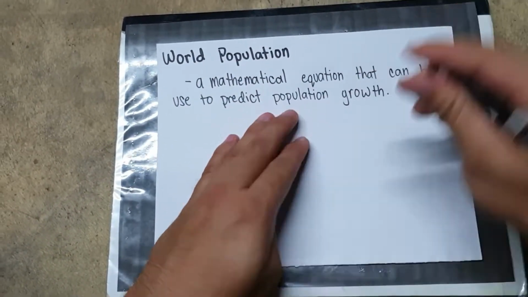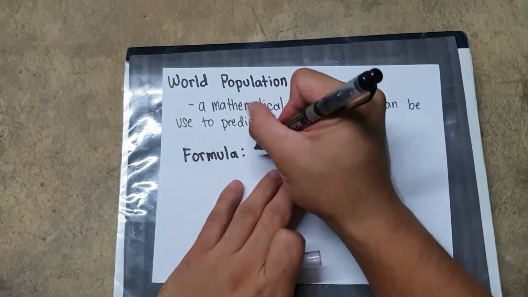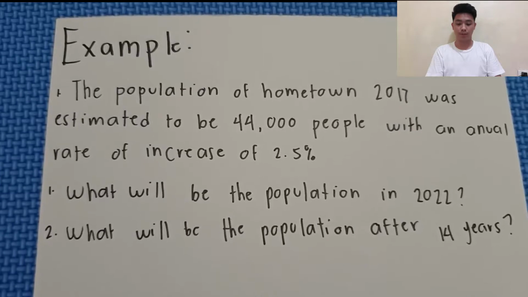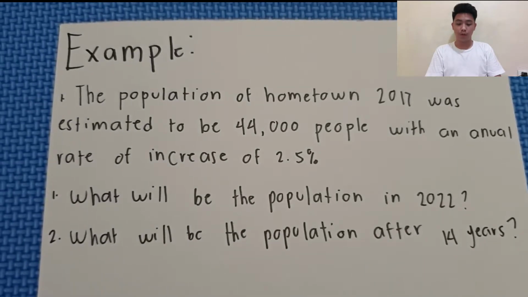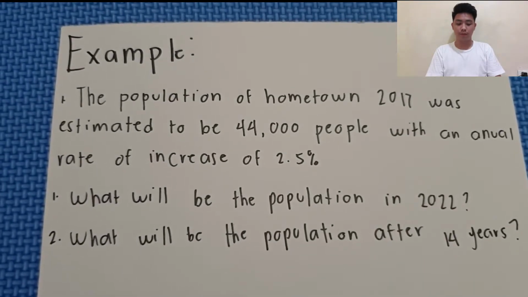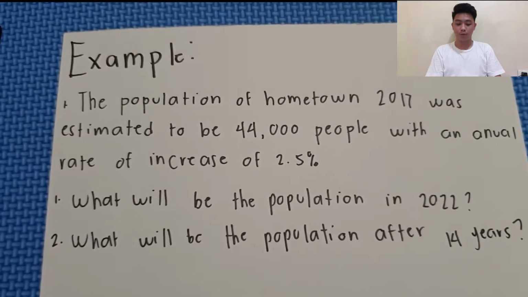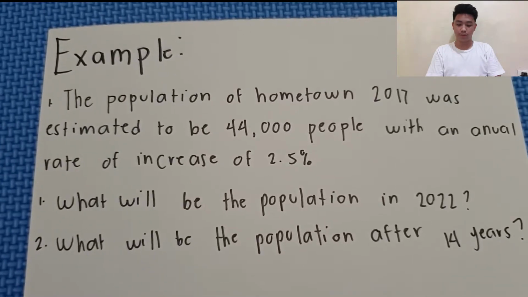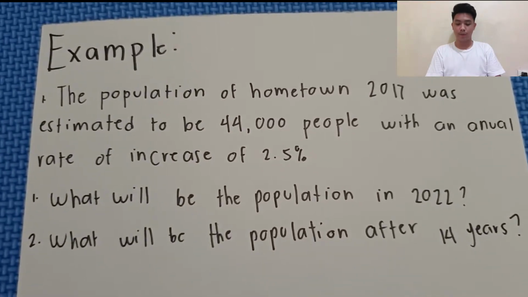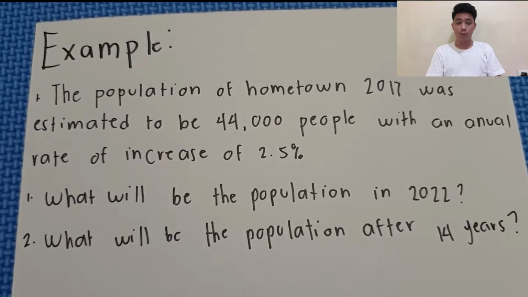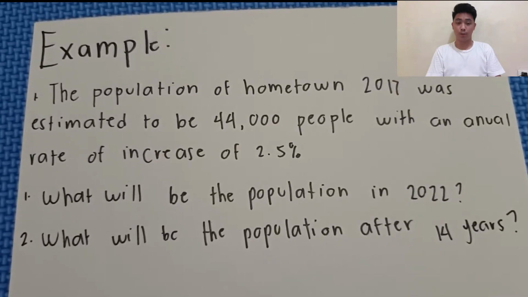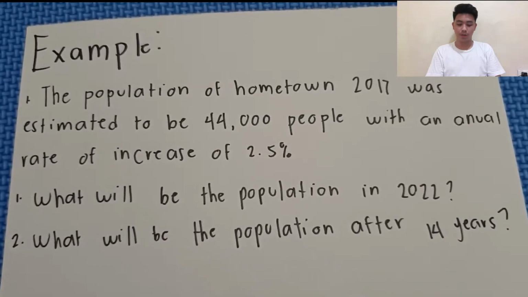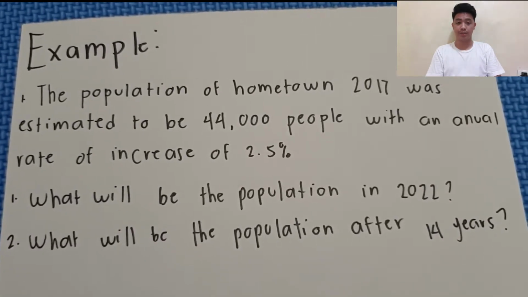World population, a mathematical equation that can be used to predict population growth. Formula: exponential growth. A is equal to P e raised to r t. The population of a hometown in 2017 was estimated to be 44,000 people with an annual rate of increase of 2.5%. The first question is, what will be the population in 2022? The second is, what will be the population after 14 years?